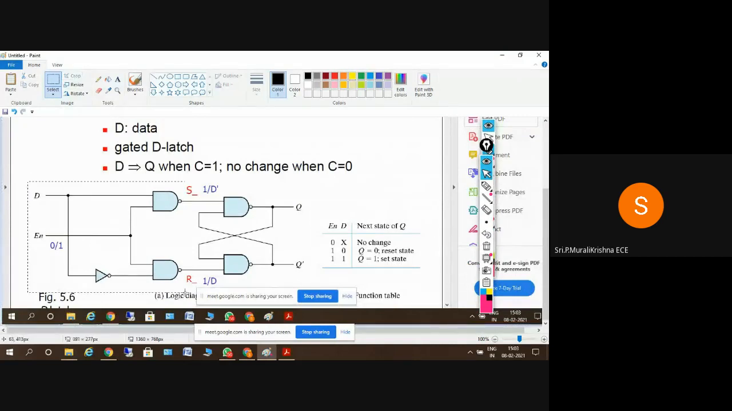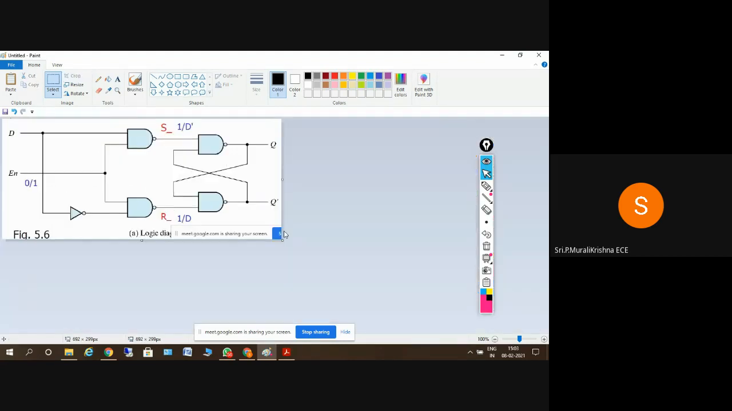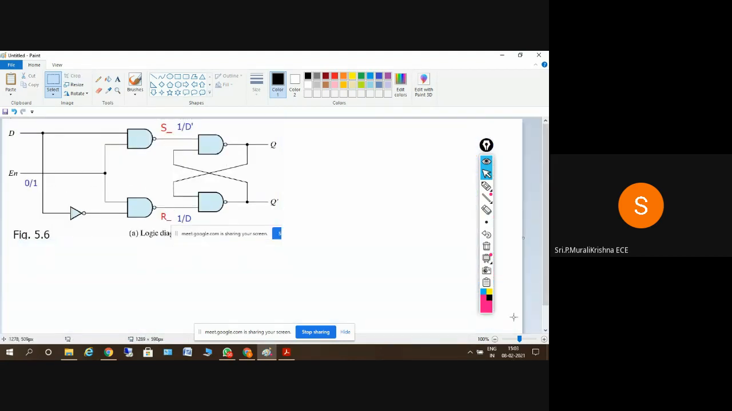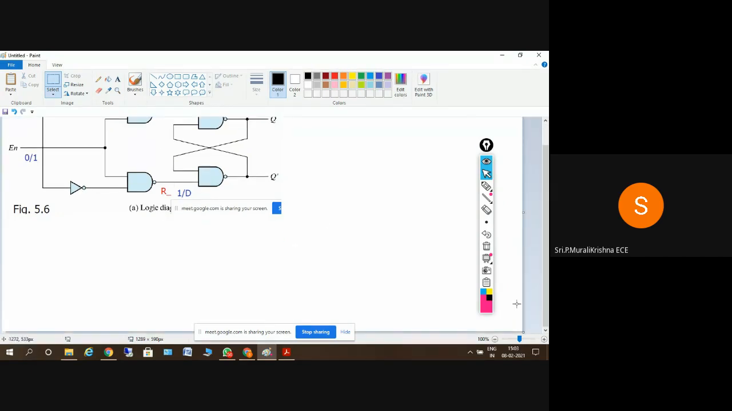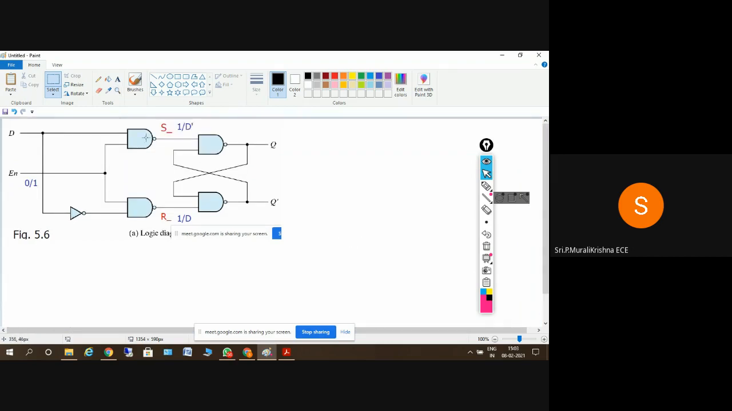So remember these basic functions. These are very important. Remember these basic functions, as you will definitely come across them in the next classes and in future classes also. Okay, so the D latch here.